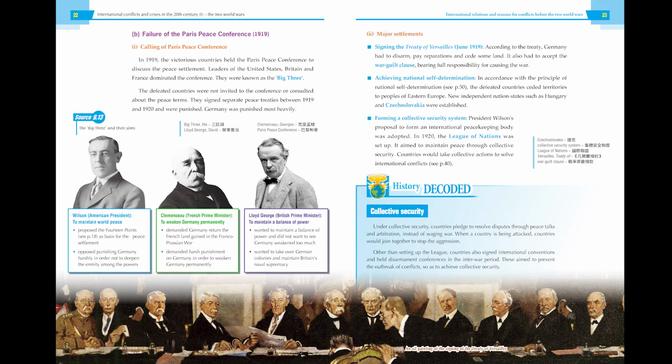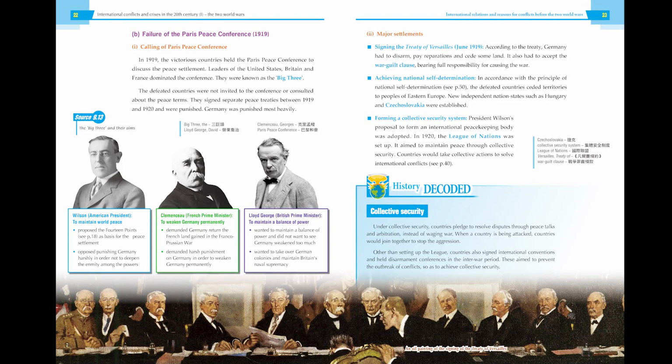See page 40. History decoded. Collective security. Under collective security, countries pledged to resolve disputes through peace talks and arbitration, instead of waging war. When a country is being attacked, countries would join together to stop the aggression.